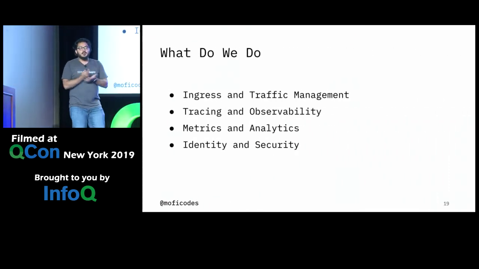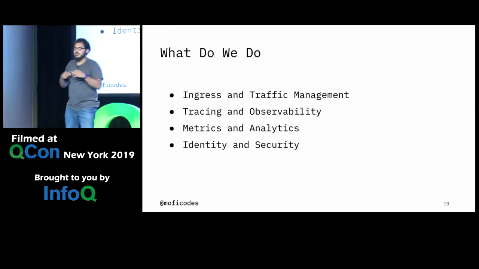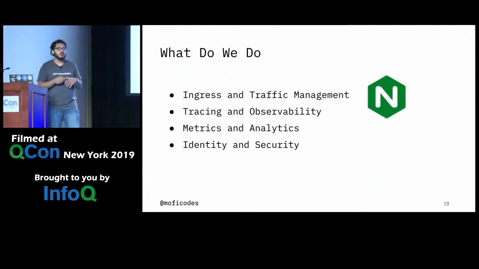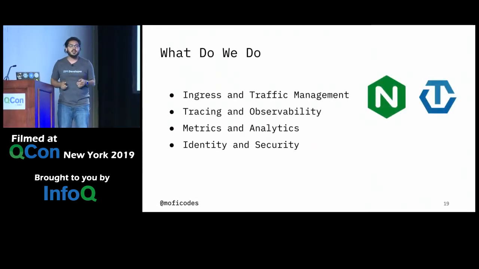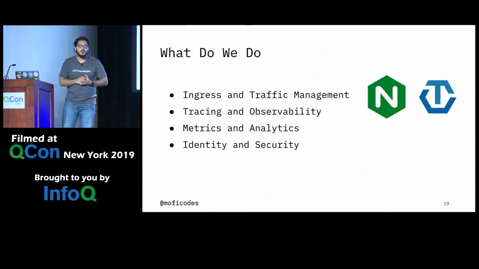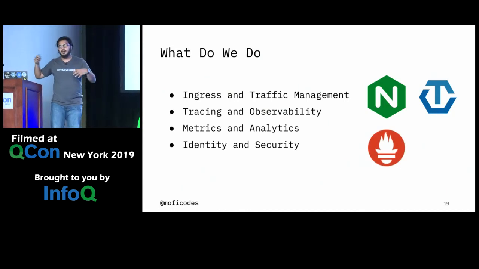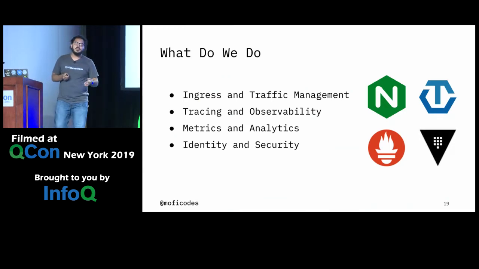So what do you need to do then, right? If you want ingress and traffic management, you could use something like Nginx. You can manage that yourself. For tracing and observability, you can use something like OpenTracing or other tools in the same realm. For metrics, you could use something like Prometheus, Jaeger, or Grafana to get the logs and metrics into a nice dashboard. Or for identity and security, you can use something like Vault to get secrets passed to your application.